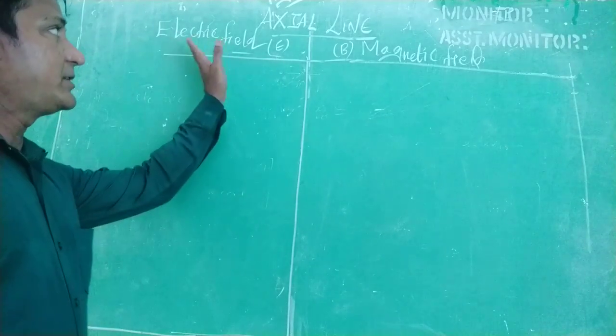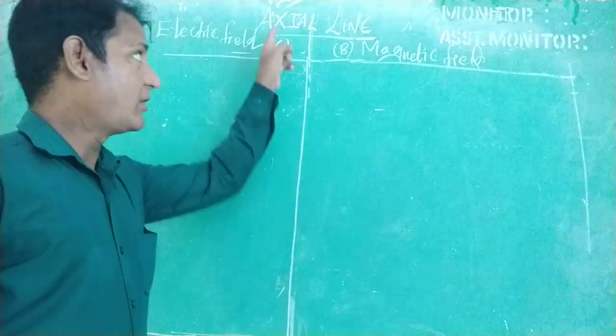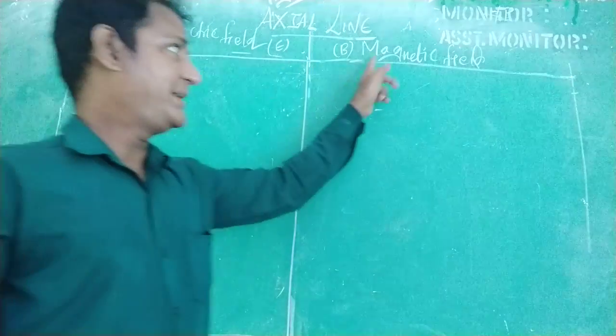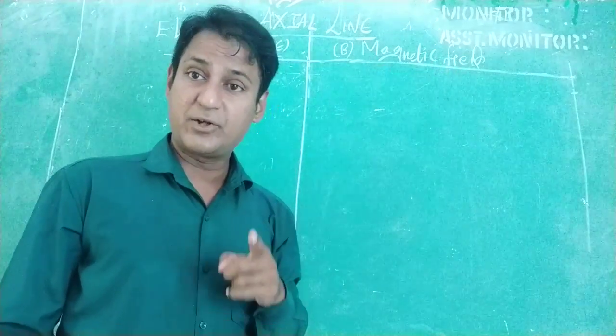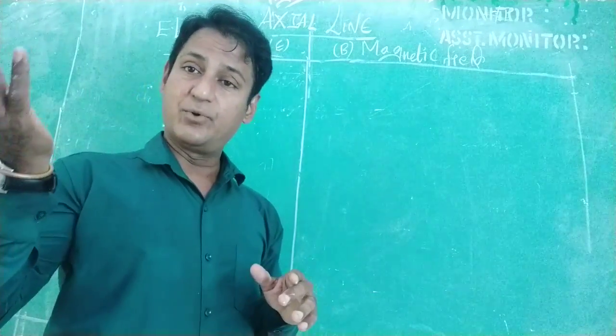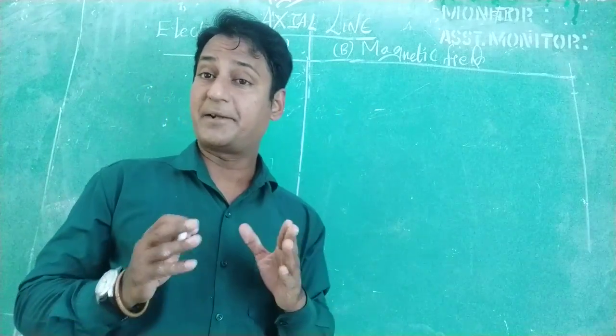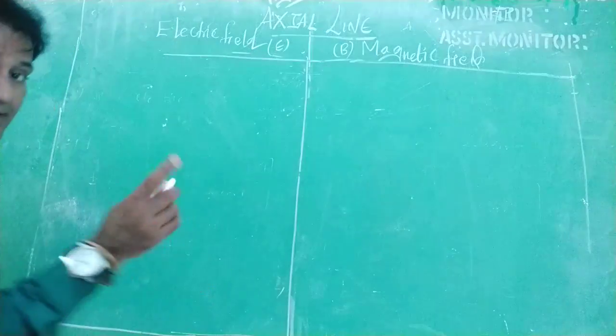Now, we are going to measure the electric field due to an electric dipole along the axial line and the magnetic field due to a bar magnet or magnetic dipole along the axial line. In the next video, we'll move on to the equatorial line for electric field and magnetic field. First, the diagram.